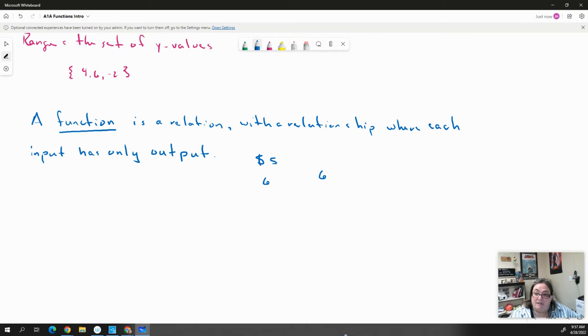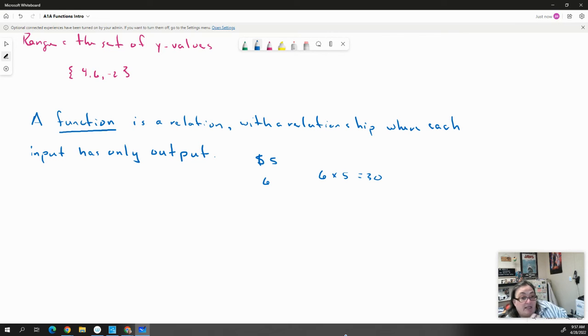So if I have gas that's $5 a gallon and I get 6 gallons, right? I would have 6 times 5 and I would get $30. And no matter what, anytime I got 6 gallons of gas at $5 a gallon, it's going to cost me $30. That input of 6 is always going to give me the same output of $30.